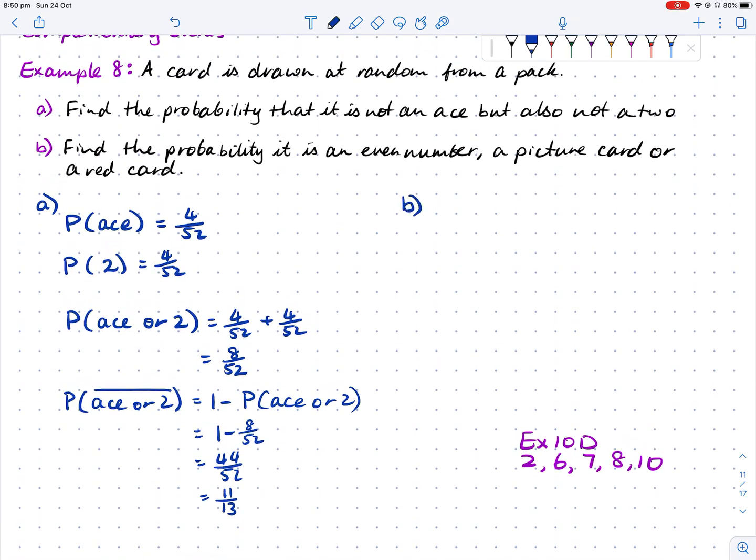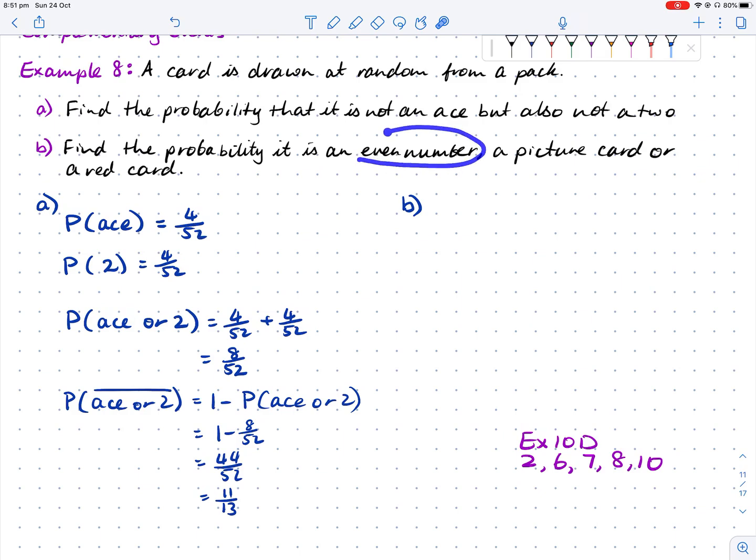For part B, find the probability it is an even number, a picture card, or a red card. Now there's quite a lot of things there. So what we need to do is look at each of them separately, or we can look at if we can combine some of them together.